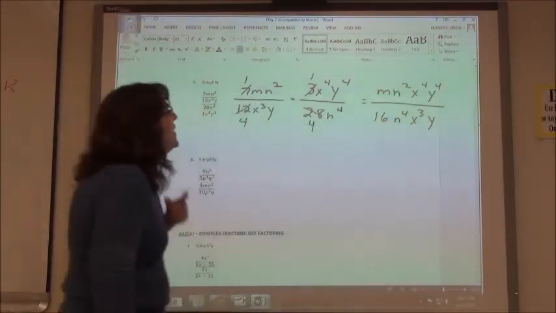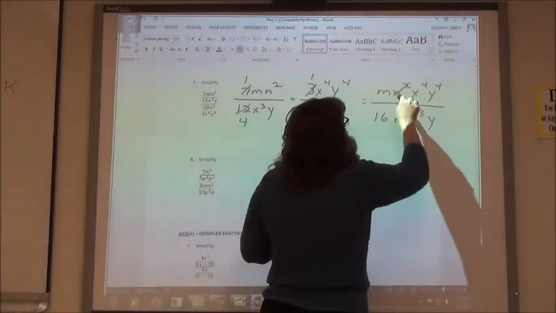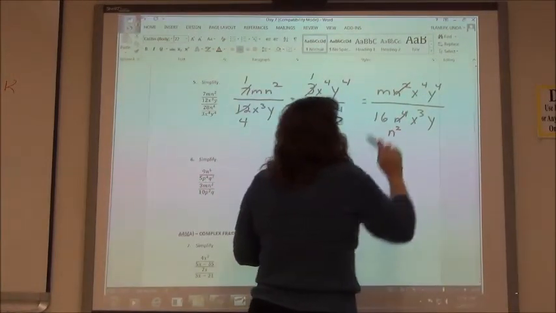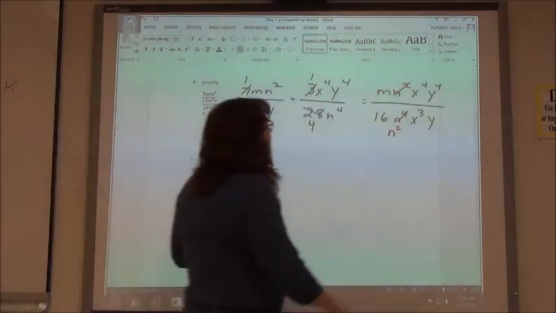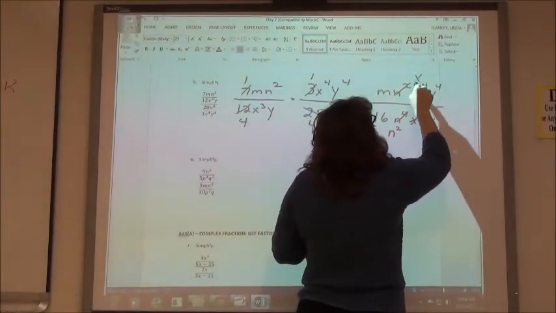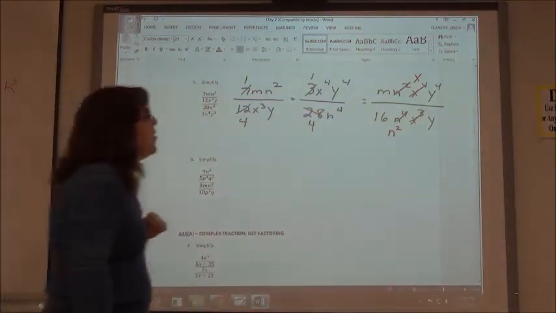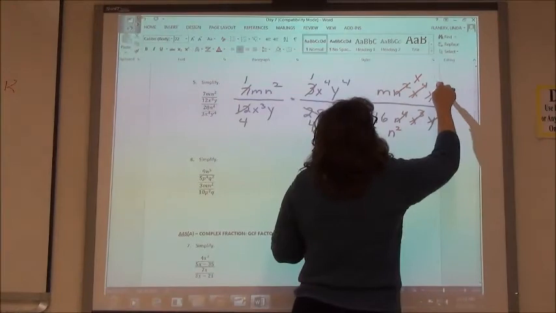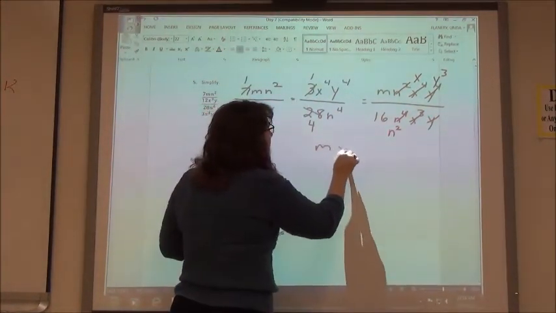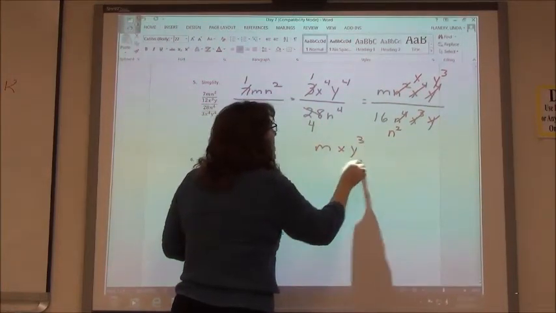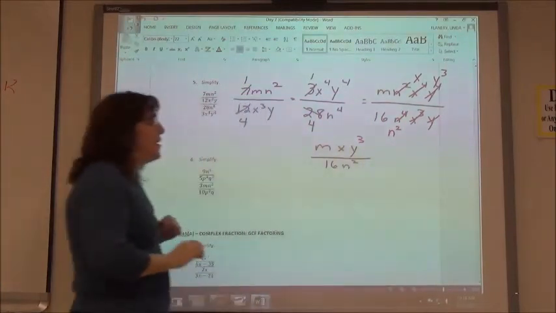Then I'm going to do some canceling. I can cancel out 2 of my n's, which means I have an n to the 2nd down on the bottom. I can cancel out 3 of my x's, which means I just have a plain x up on top. And I can cancel out 1 of my y's, leaving y to the 3rd. So on the top, I have an m, I have an x, I have a y to the 3rd. On the bottom, I have a 16 and an n to the 2nd power.